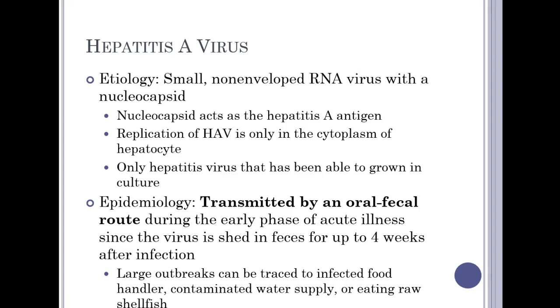Hepatitis A is a small non-enveloped RNA virus with a nucleocapsid, and it acts as a hepatitis A antigen. The replication of hepatitis A is only in the cytoplasm of a liver cell called a hepatocyte. It's the only hepatitis virus that can be grown in a culture. We find this one transmitted by the fecal-oral route.